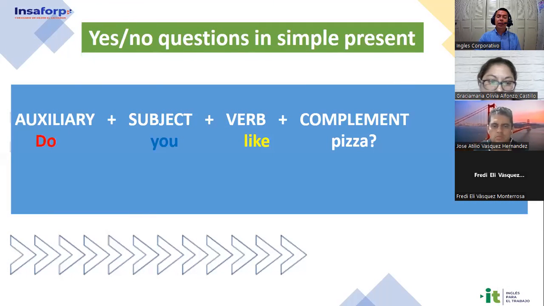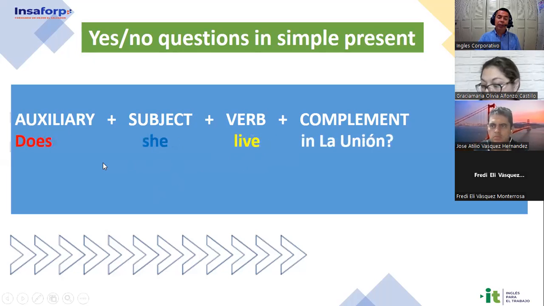Now, how to make yes, no question. Remember, I will repeat. Auxiliary do, subject you, we, they, the verb, in this case like, and then pizza. But if this is third person, he, she, and it, or singular nouns, we use does. Remember for us that we speak Spanish, it's strange the use of do and does, because it doesn't exist in Spanish. En español no existe el do y el does. Nosotros usamos la conjugación del verbo. Pero en inglés sí, they use do and does. And then the verb live, not lives, as we said before, because we have the auxiliary.